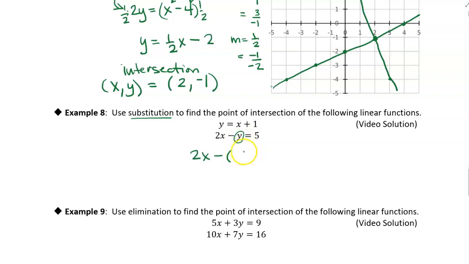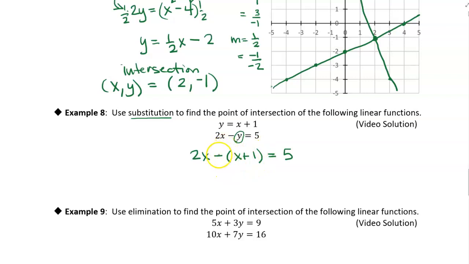Okay. Now, when you do this, make sure you put parentheses around the expression, right? Because we had y, we didn't need parentheses when it was just y. But now y is x plus 1, so we're replacing the y with x plus 1. Be sure to put parentheses around it. Okay. And so now we have an expression just in terms of x, and we can find x.